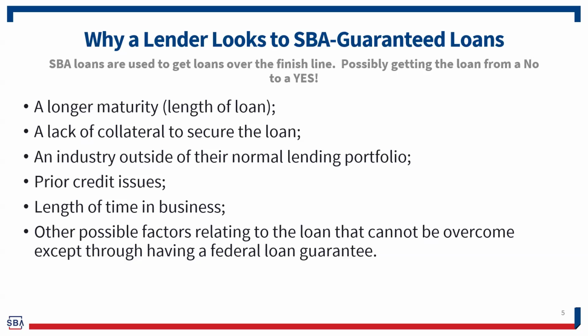So why does a lender look to SBA guaranteed loans? The SBA can help you stand out to your lender with the following scenarios and criteria. So with a longer maturity or length of your loan, a lack of collateral to secure the loan, an industry outside of their normal lending portfolio, prior credit issues, length of time in business, and other possible factors leading to a loan that cannot be overcome except through having a federal loan guarantee. Overall, SBA loans can help mitigate risk and also help a bank improve its activities under the Community Reinvestment Act, meaning that they work towards the lender's goal of lending in lower income communities.